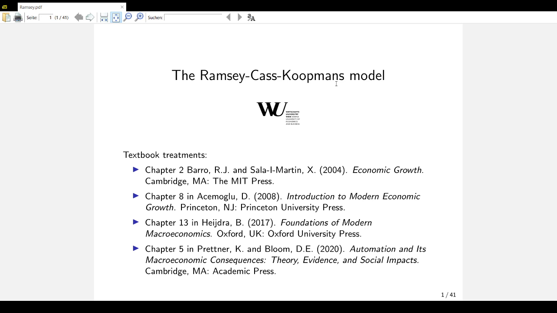If you need a repetition of dynamic optimization, then I recommend going to the playlist on the crash course on dynamic optimization for economists, because basically this model relies on dynamic optimization.